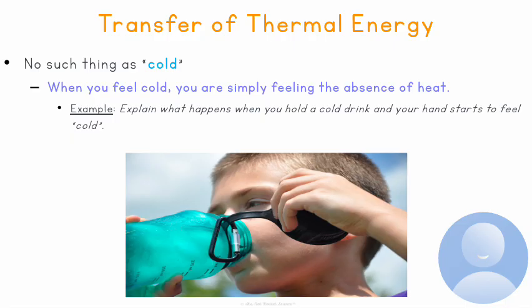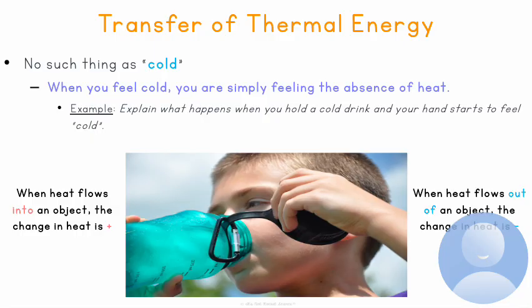So let's take a look at this example. What happens when you hold a cold drink and your hand starts to feel cold? Well, what actually happens is heat leaves the higher temperature object, which is your hand, and transfers to the lower temperature object, which is the cup. This is why the cup starts to sweat and condensation forms. This is also why your hands start to feel cold, due to the absence of heat from the heat leaving your hand and going to the cup. So when heat flows into an object, the change in heat is positive. When heat flows out of an object, the change in heat is negative.